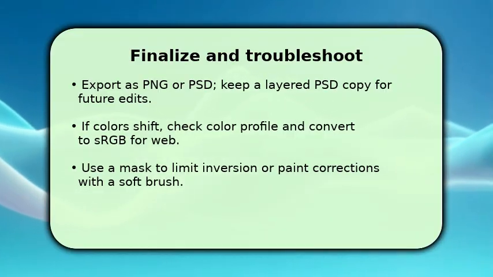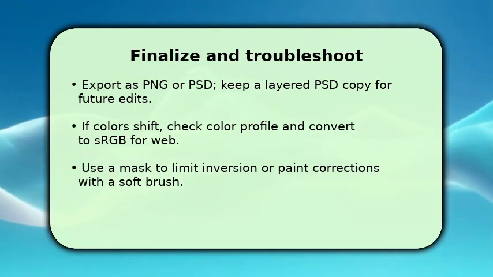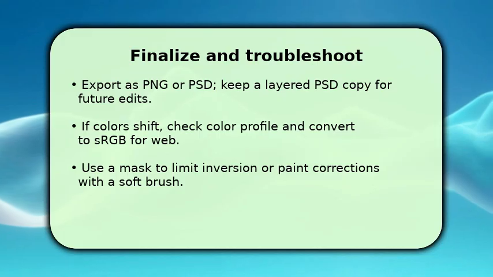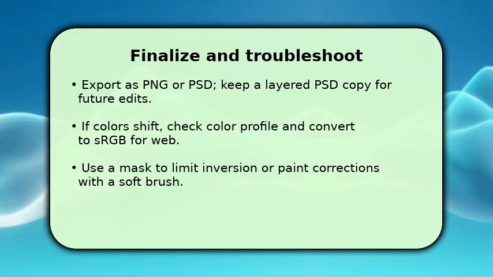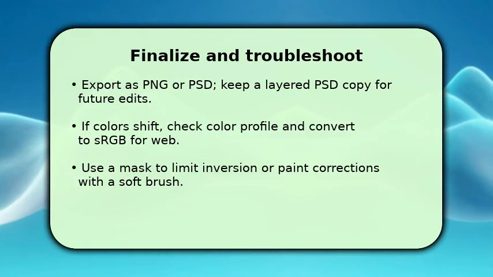If parts shouldn't be inverted, add a layer mask to the invert adjustment and paint with black to hide the effect. That's also how you fix haloing or partial inversion issues. If problems persist, revert to the duplicated original and try again.